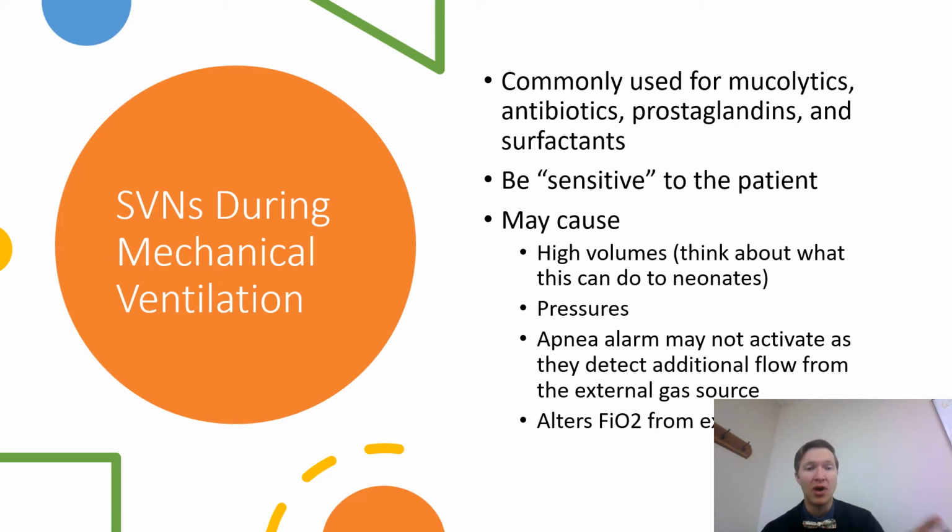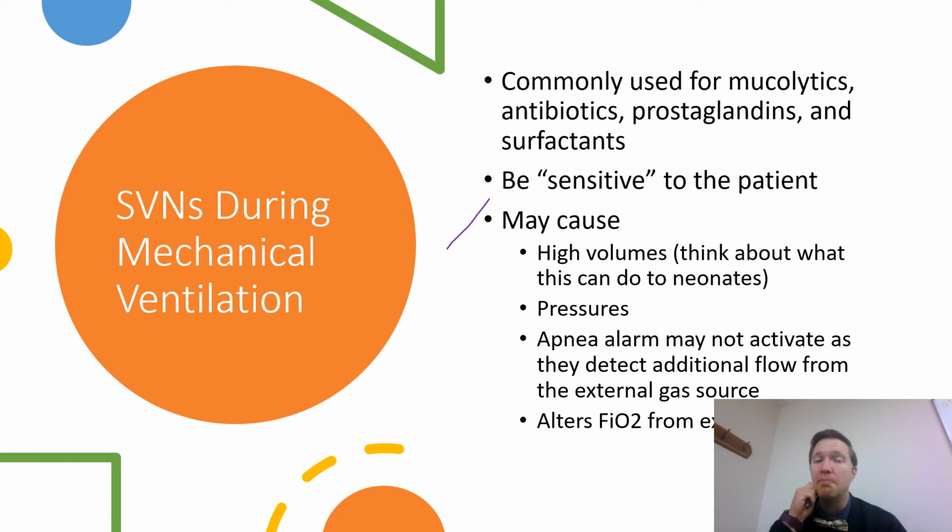What about small volume nebs during mechanical ventilation? They're more commonly used for mucolytics, antibiotics, prostaglandins, and surfactants, especially prostaglandins when we talk about pulmonary hypertension. But the big thing here is to be sensitive to the patient. What do I mean by that?